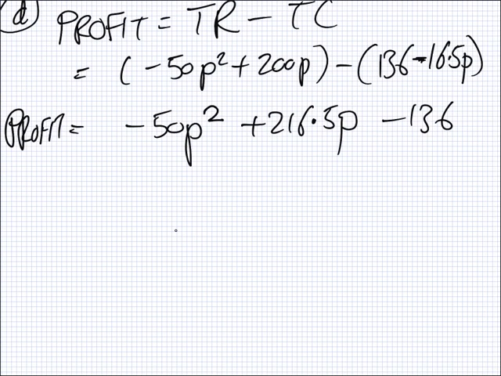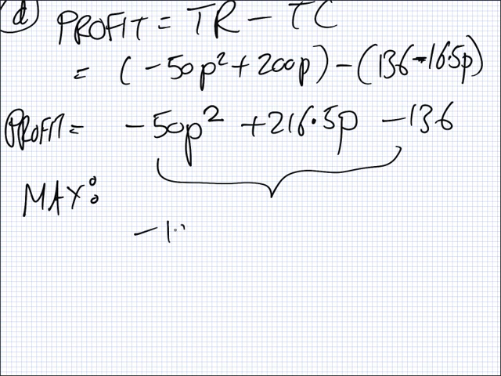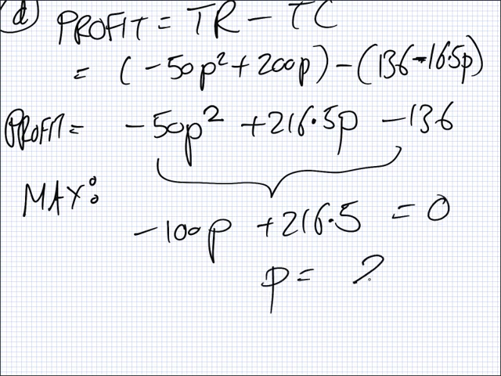Now, what would the company like to do with its profit? Maximize it, wouldn't it? Not minimize it, right? Maximize it. So, how can we get the maximum profit now? What should we do? Derivative equals 0. So, what's the derivative here? Minus 100P plus 216.5 equals 0. So that means P should equal 2 euros and 16.5 cents. So the price should roughly be 2.17.